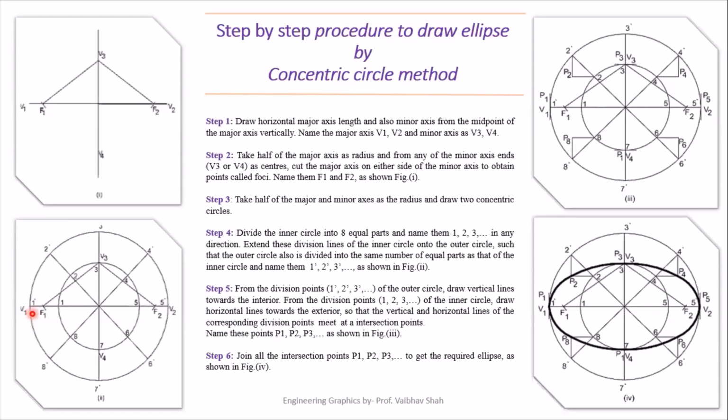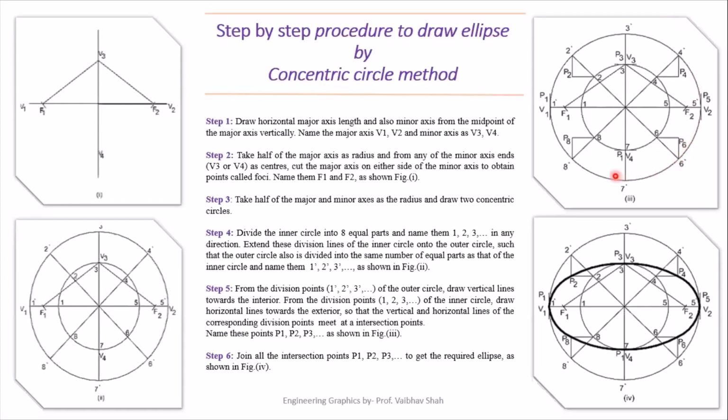The outer circle will be given numbering with the dash notation and the inner circle will be given the same numbers without dash. So now let us give numbering to the outer circle first: 1 dash, 2 dash, 3 dash, 4 dash, 5 dash, 6 dash, 7 dash and 8 dash. Similarly, we will be giving the same numbers but without dash in the inner circle: 1, 2, 3, 4, 5, 6, 7 and 8. Now, step number 5. We'll be drawing vertical lines from each of the points of the outer circle.